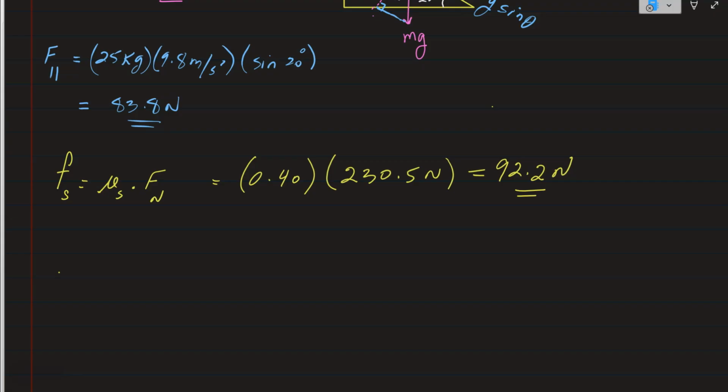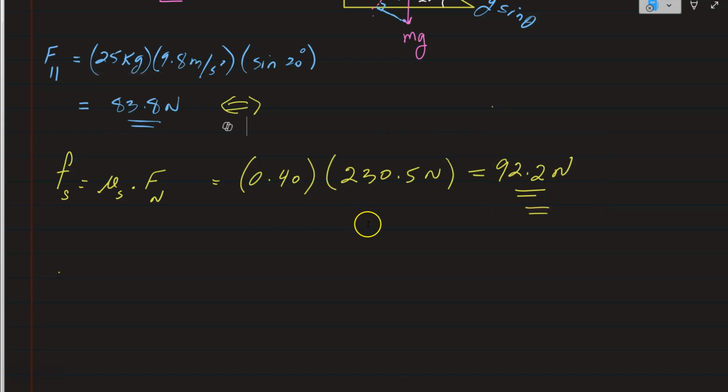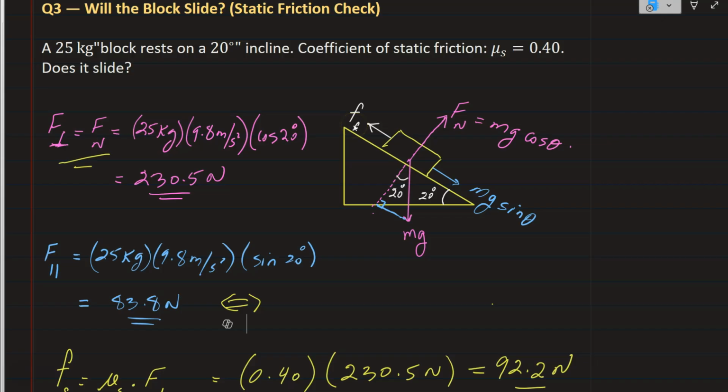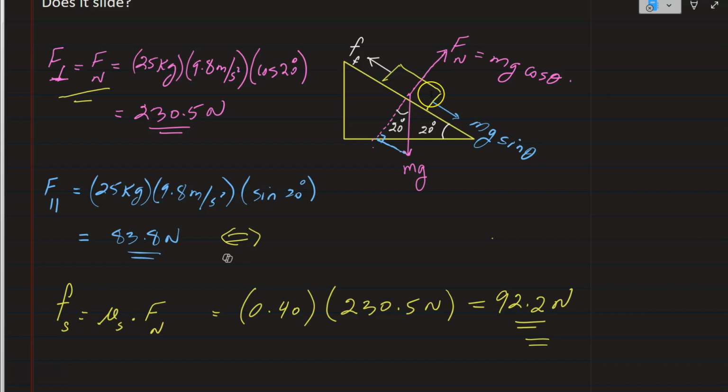Now we're going to compare this value and this value. If you look at the diagram, the force of static friction is holding the block, depending on what the force of friction is or what the parallel force is. If the parallel force is greater, it's going to slide down. If it is less than the friction force, then it's going to stay still, stationary. Okay, so it's not moving.